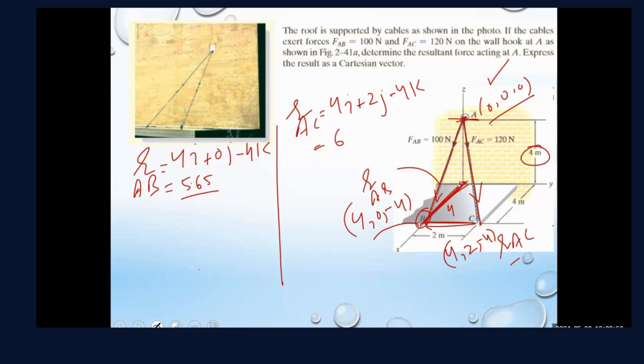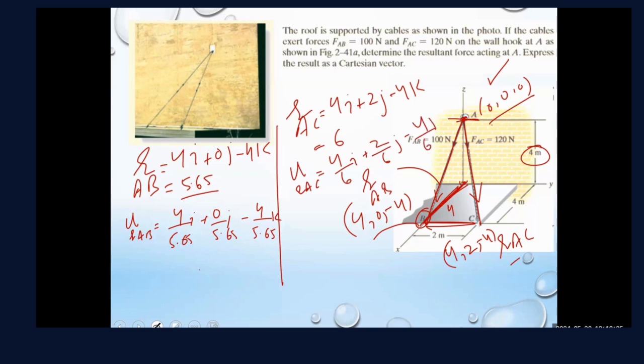And then you calculate the unit vector. The unit vector for AB is 4 over 5.65 i plus 0 over 5.65 j. I'm writing 0 so you know this is 0, and I keep writing it so that you can see this. And here the unit vector for RAC is equal to 4 over 6 i plus 2 over 6 j minus 4 over 6 k. So these are the unit vectors.